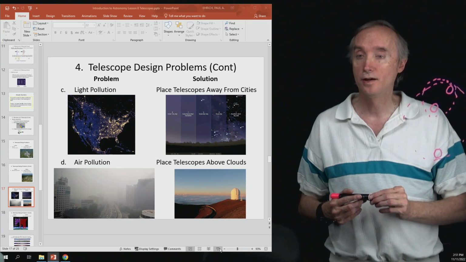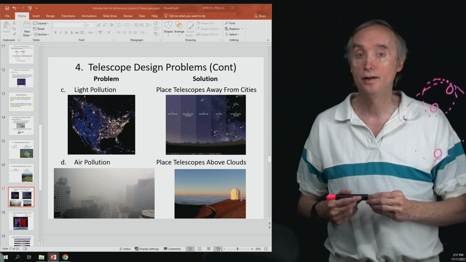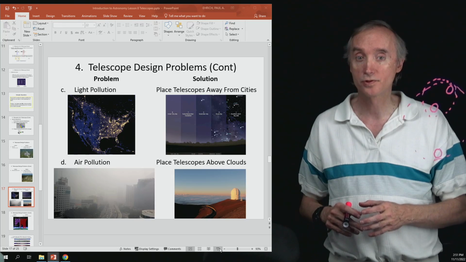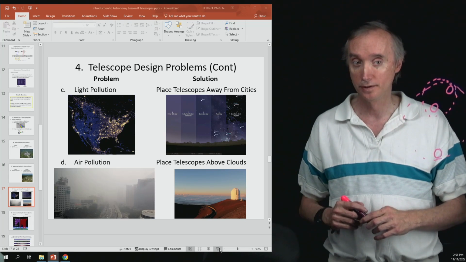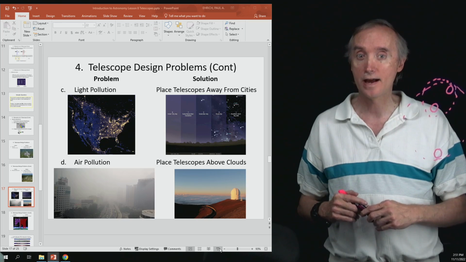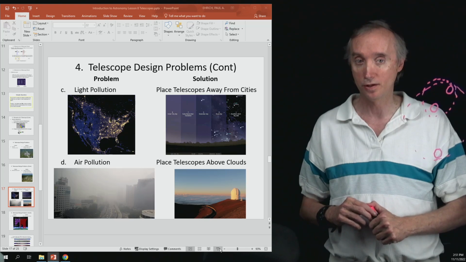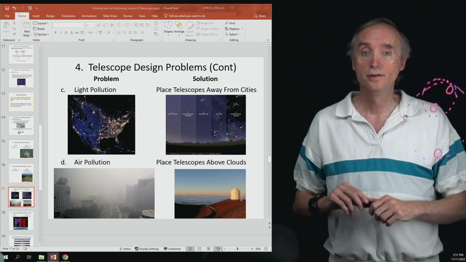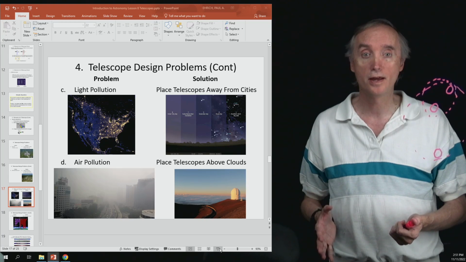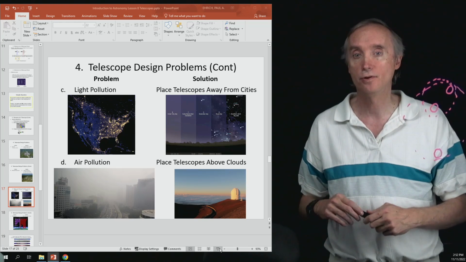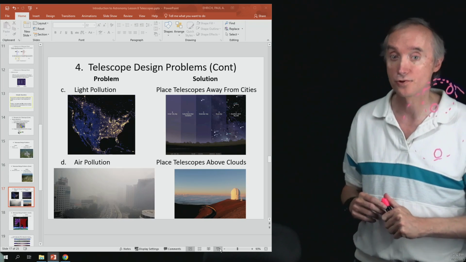So the local college here, MSU, their major telescopes are located like 27 miles away from Springfield in Marshfield. And out there, it's pretty dark. It's so dark out there, you can even see the Milky Way. So the rule then is to take your telescope and put it away from cities so you don't have to worry about light pollution.